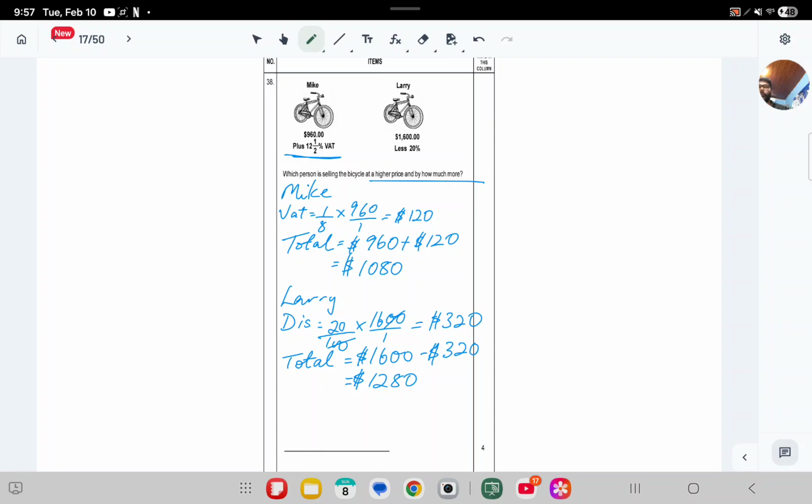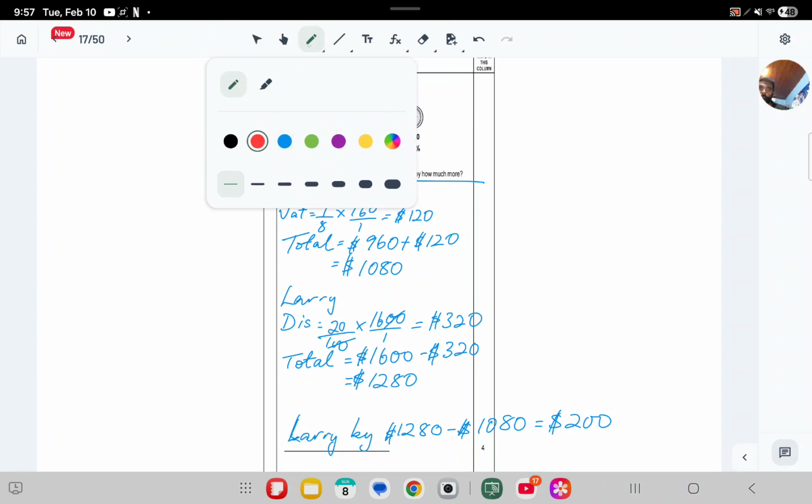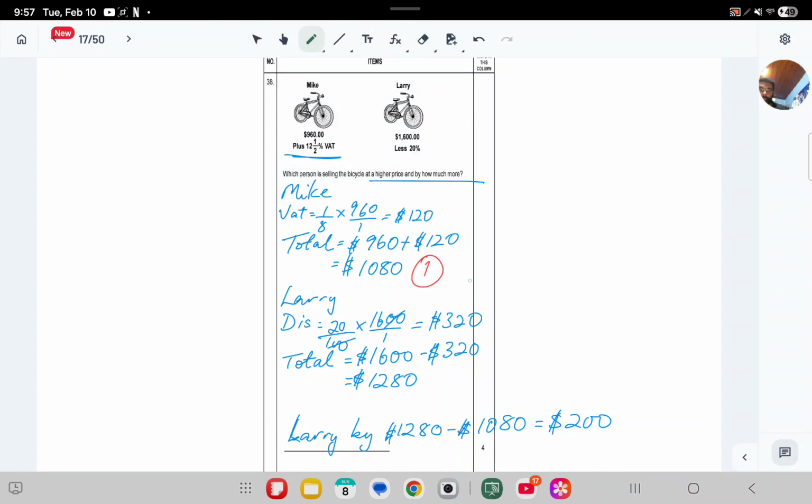So looking at this here now, we realize that it said which bike is the higher price, and by how much? So it is by Larry, and to find out by how much more, we subtract $1,280, take away the $1,080, and that will leave us with $200 more. So Larry is selling the bike for $200 more. All right. 1, 1, 1, 1.